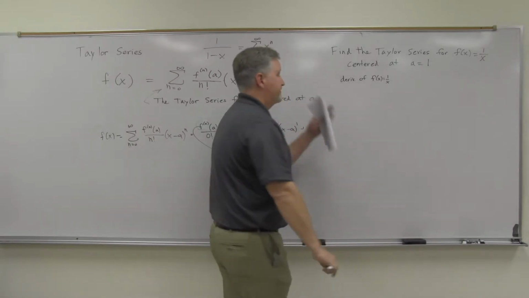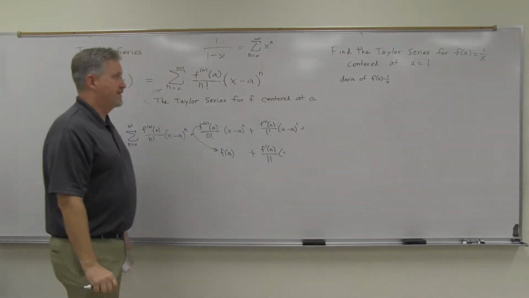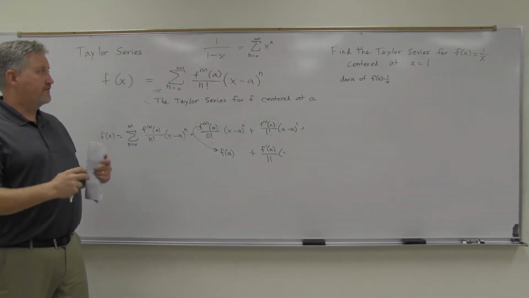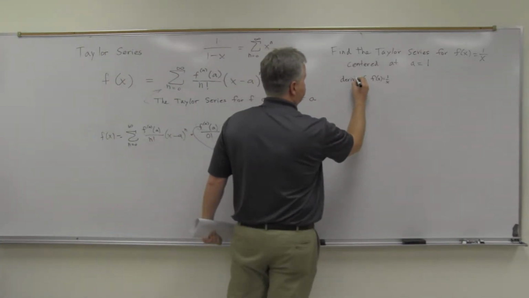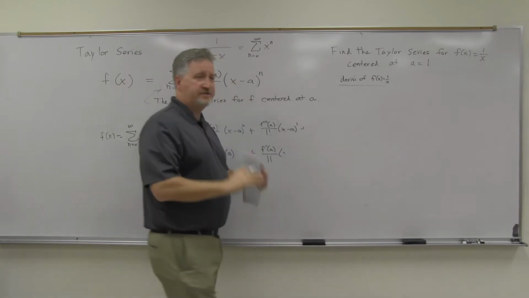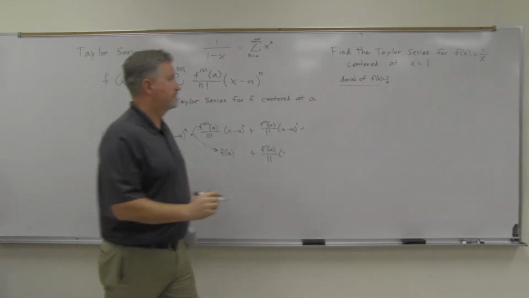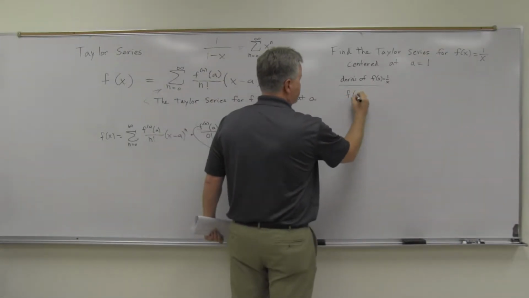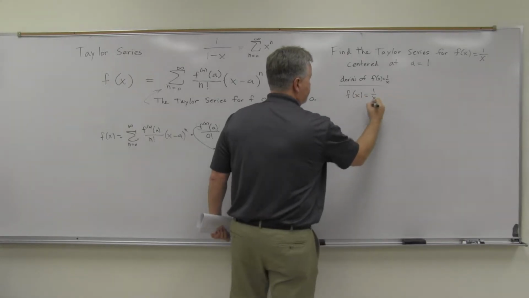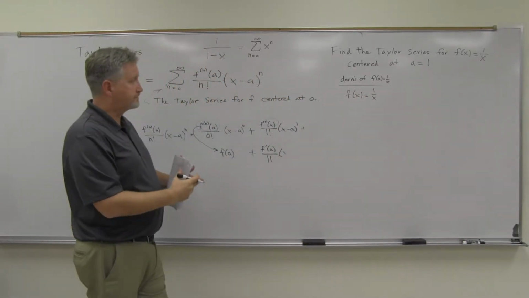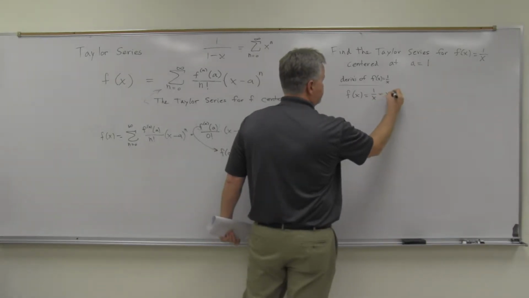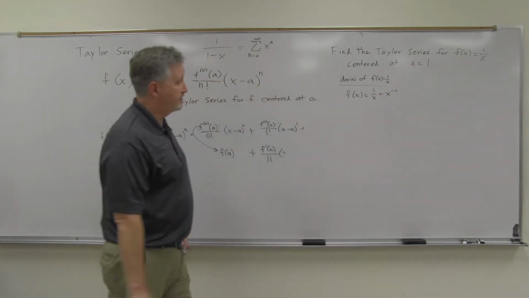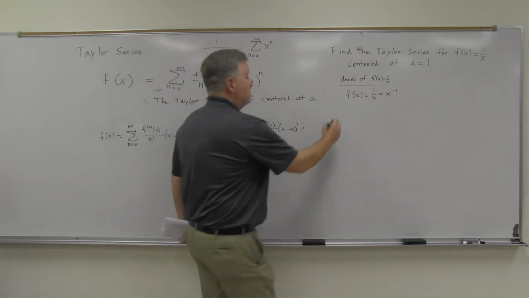All right, so find the Taylor series for f of x equals 1 over x centered at a equals 1. So we're going to just start out by doing some derivatives. And like I said, we're just going to start with the first term, the function itself, which of course, for derivative purposes, would be better to write as x to the negative 1.